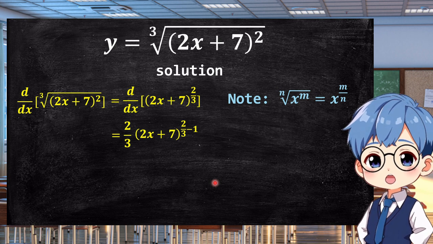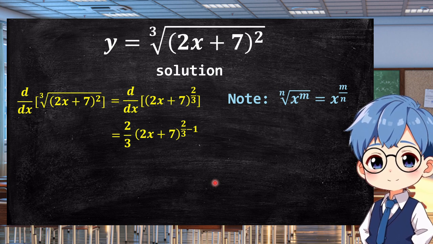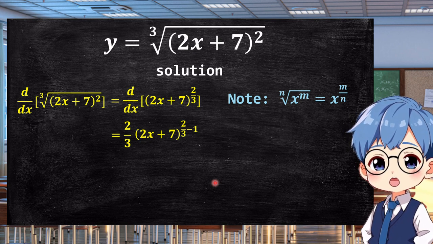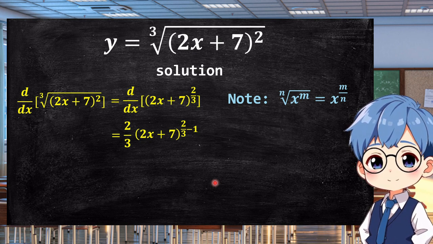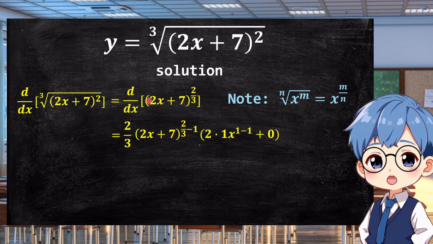Then we copy the given, 2x plus 7. And then we subtract 1 to the exponent, so we have 2 over 3 minus 1. And then lastly, we get the derivative of the inner function.